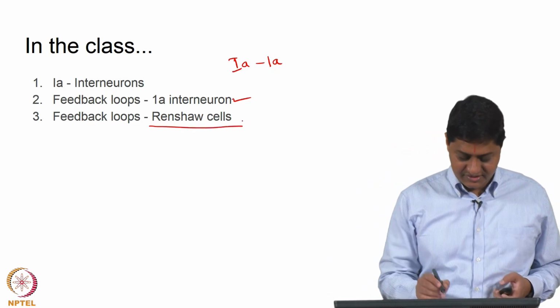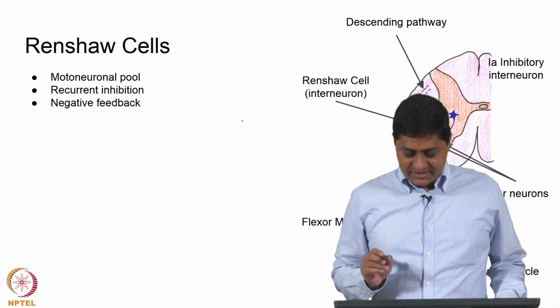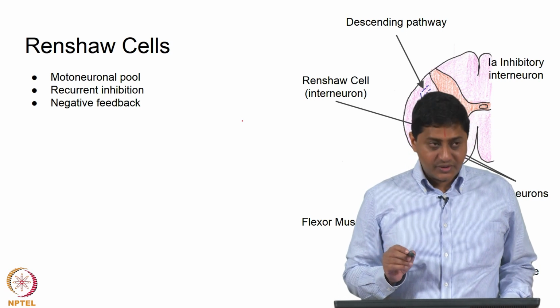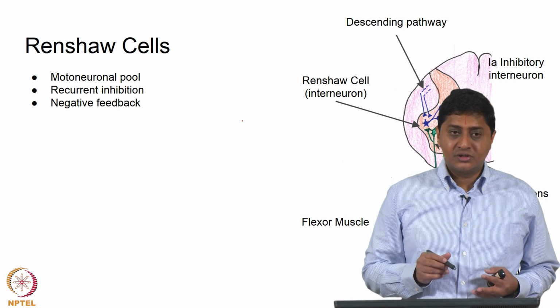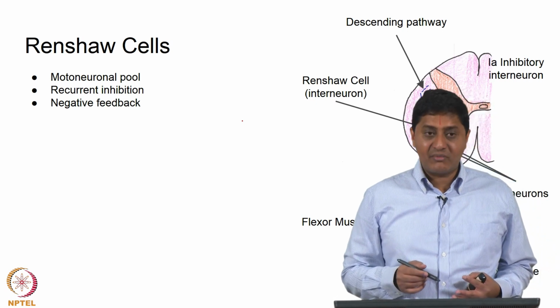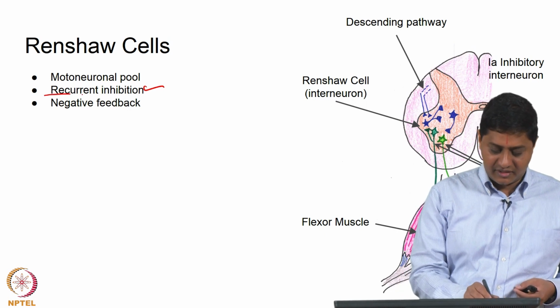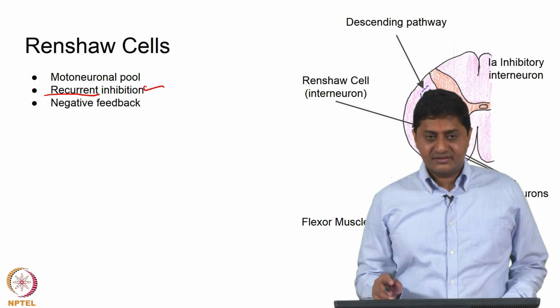We saw the case of Renshaw cells yesterday. Let us remind ourselves what it is. Renshaw cells are activated by motor neurons and they inhibit the motor neuronal pool that excites them. A form of negative feedback is what we said, a phenomenon also called recurrent inhibition. Okay. There is more to that.